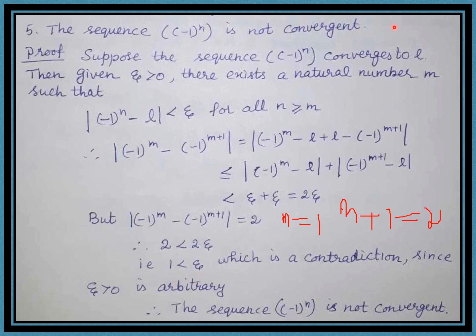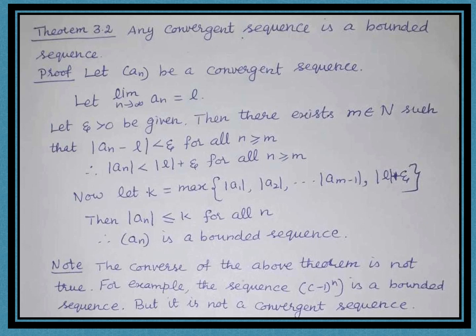Therefore, the assumption made by us that there exists an L is wrong. Therefore, the sequence is not convergent. Now we are going to see the theorem. Any convergent sequence is a bounded sequence.